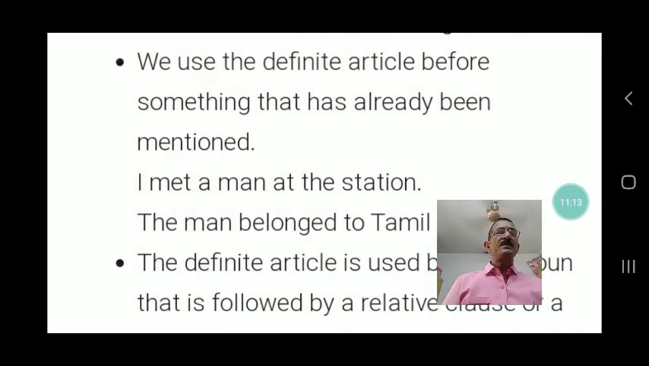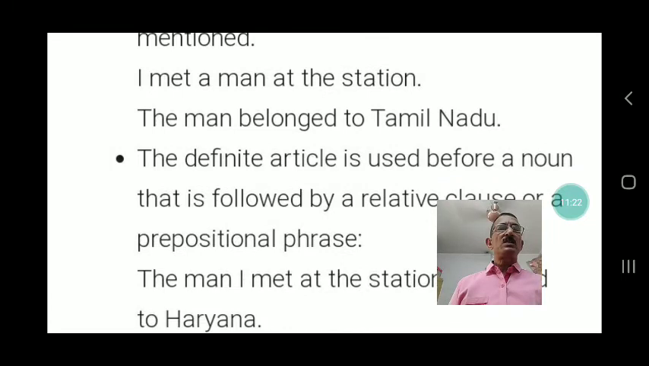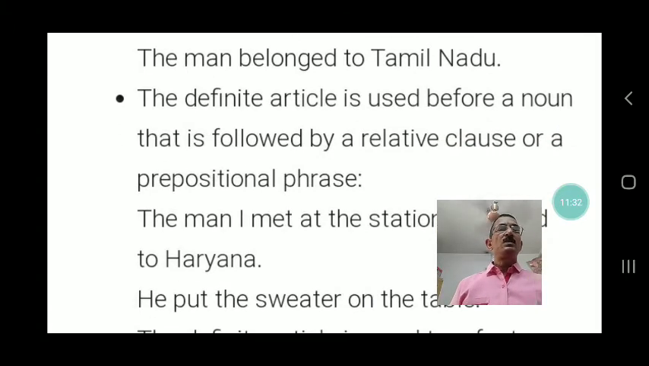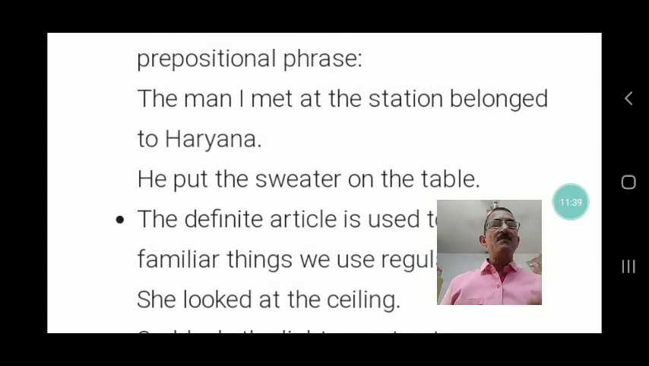We use the definite article before something that has already been mentioned. I met a man at the station. The man belonged to Tamil Nadu. Here, that is the same man. The definite article is used before a noun that is followed by a relative clause or a prepositional phrase. For example, the man I met, that is the same man, I met at the station belonged to Haryana, or anywhere else that you can say.